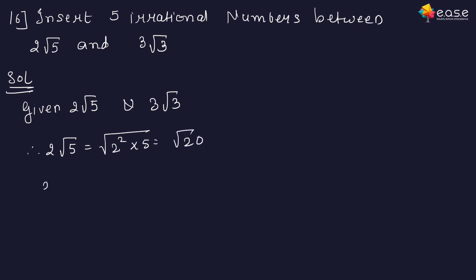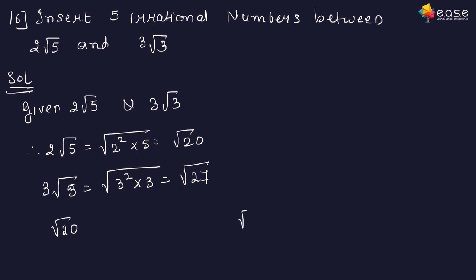Correct? And 3 root 3 is equal to root of 3 squared times 3. 3 threes are 9, 9 threes are 27. Now you have root of 20 and root of 27. How many numbers do we need? 5. Let's put 5 numbers in between. So we can say root 21, root 22, root 23, root 24, root 25.